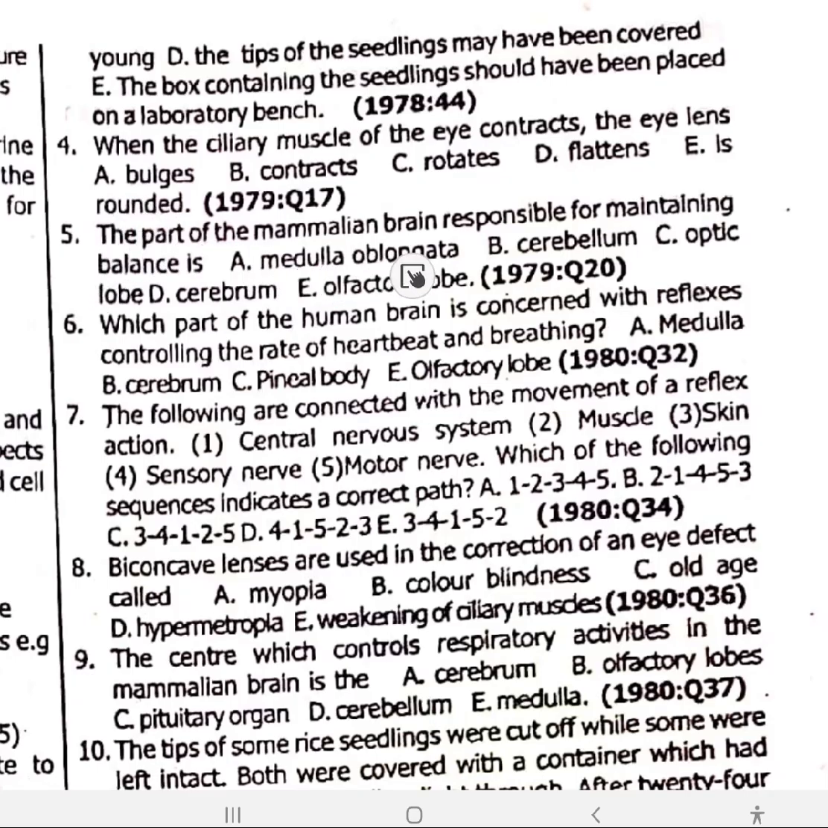Number 5, the part of the mammalian brain responsible for maintaining balance is cerebrum. Let's write, function of the cerebrum. The cerebrum is the seat of intelligence, learning, memory, thinking, reasoning, judgment, sense of morality, creativity, power, and imagination. That's the cerebrum.